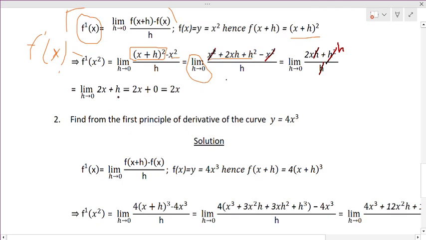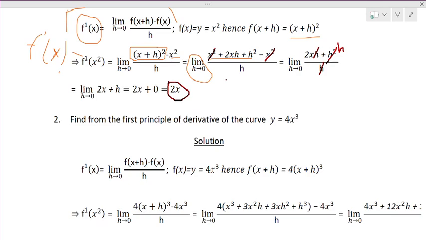Now don't forget, it is at this point where you evaluate your limit. So we are having 2x plus h, and we are saying h approaches 0. So just replace this h by 0, right? So you're going to get 2x plus 0, which is going to be 2x. And this is our final answer.